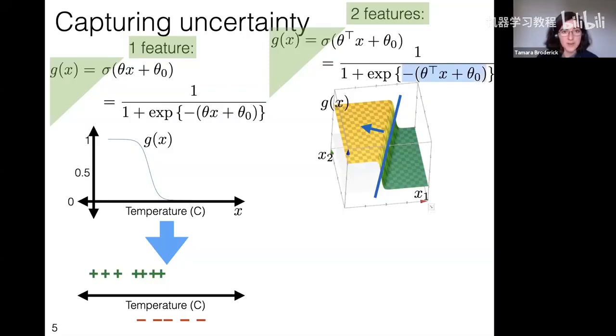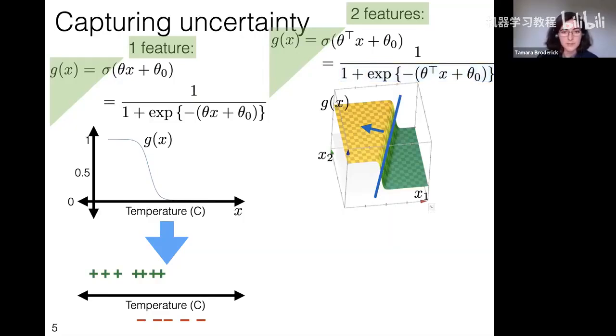So the negative of that quantity is going to become very negative. So the exponential is going to become very small. And so we're going to get something like 1/(1 plus a very small number), and that'll be near 1. And so as we move x in the direction of theta, we're getting numbers that are increasingly near 1, and that's what we see in the plot.